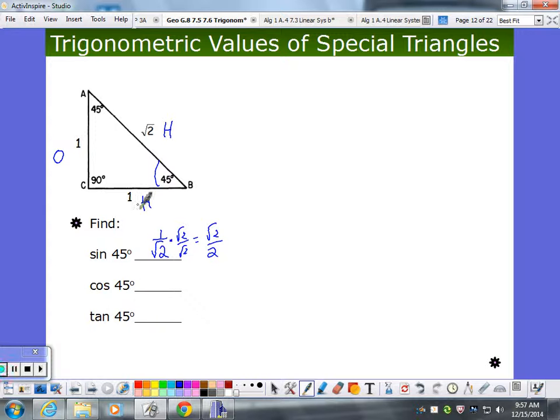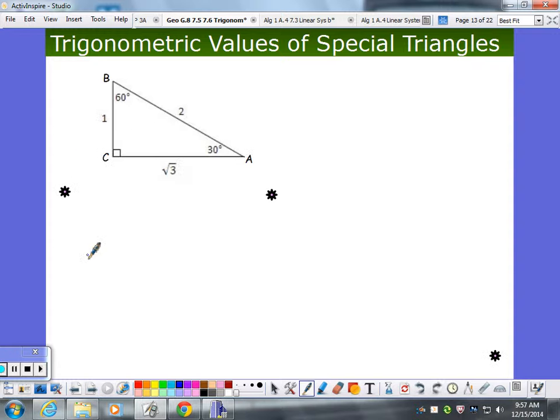Cosine of 45, well, adjacent over hypotenuse, same thing. That's also square root 2 over 2. And what's the tangent of 45 degrees? Opposite over adjacent is 1. So sine of 45 is square root 2 over 2. Cosine of 45 is square root 2 over 2. And the tangent of 45 is 1. Eventually, this is something you're going to have to memorize, but you can always draw this little triangle and get that.